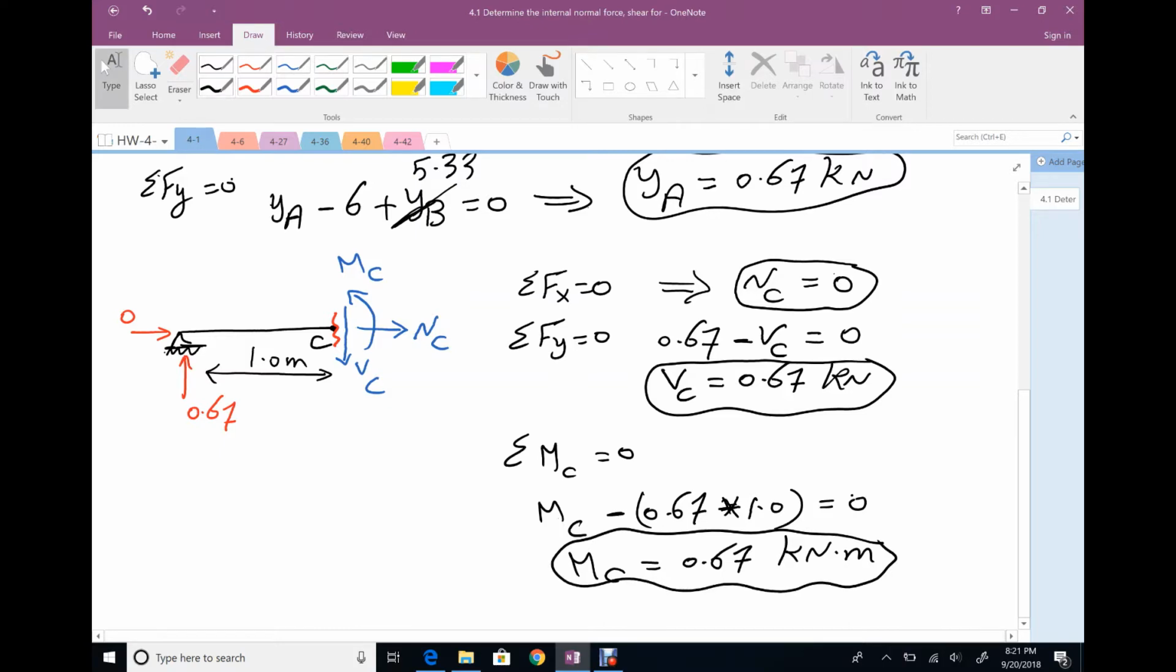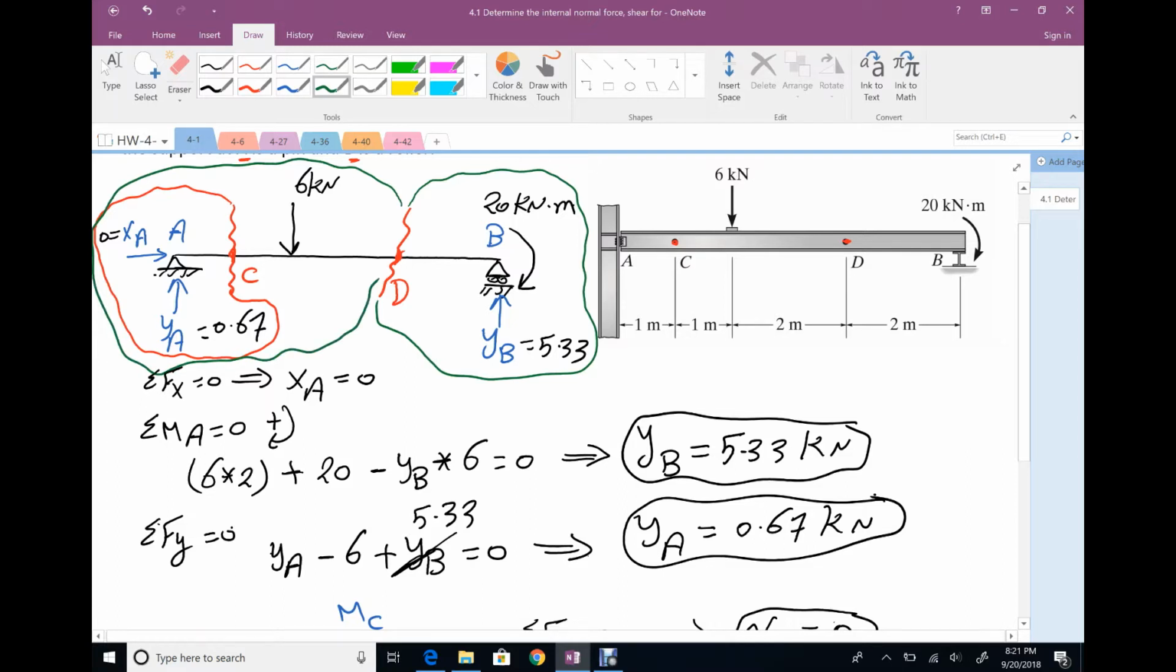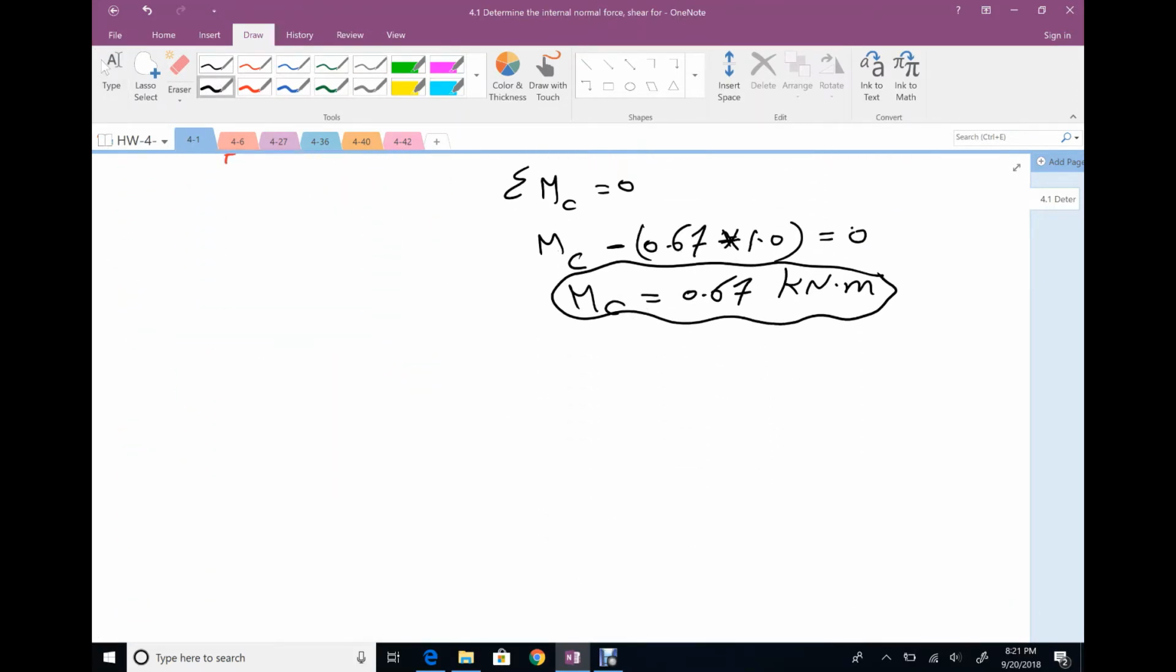The second cross section at point D. So I will make another cut here, and you need to decide which direction I'm going to use. We have two options, this option or that option. Actually, I will use the right option. It's very simple. So what do you have on your right? Here is my cross section. At this location, we have roller support. We have vertical reaction 5.33.